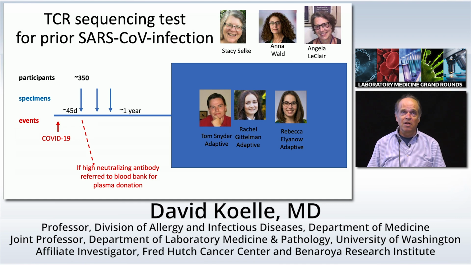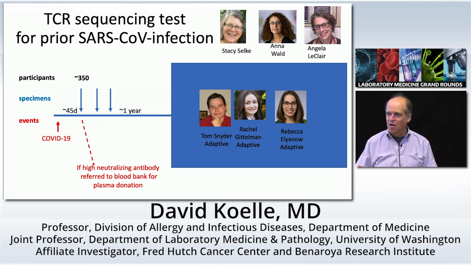So the first project I'm going to tell you about was started in early 2020 from the push to get convalescent plasma for COVID-19. So there was a rapid push to enroll people who had recovered and give their plasma for potential therapeutic use. And Anna Wald, who's up top in the middle, was the PI of the local contract, together with investigators from the blood bank, and Stacy, our data manager, Angela, our coordinator. And so people were enrolled, and if they had high titer plasma, they were sent to the blood bank, and great, thank you very much.